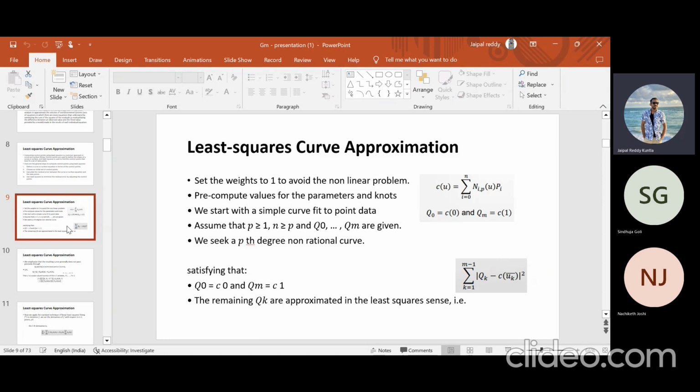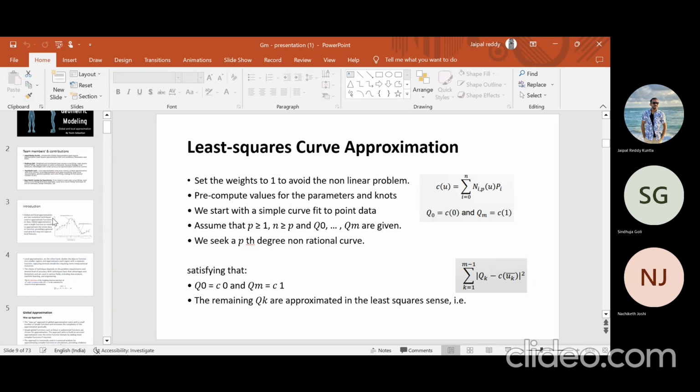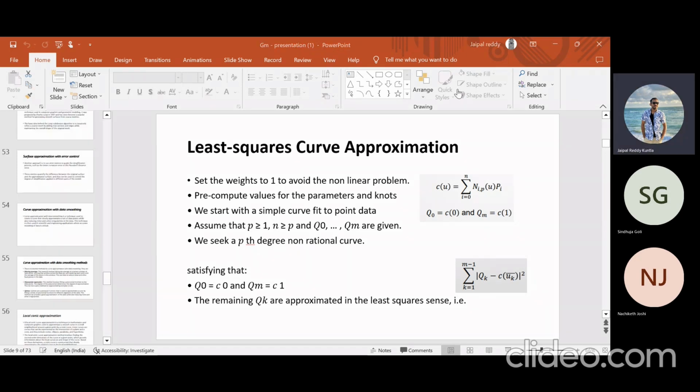Even though we consider whatever whole power it may be, this is a topic of least square curve approximation. So we resolve our equation to squares. Even though it's a cube, we make it a square, and we directly split into squares. So here I just wanted to give a brief note about that. That's it from my side. Thank you.